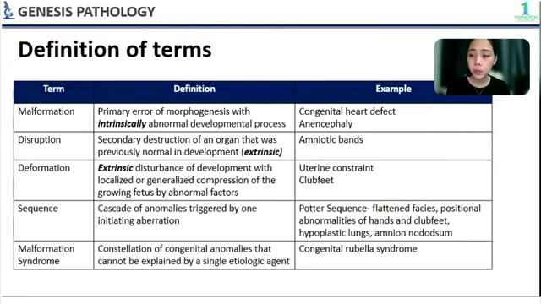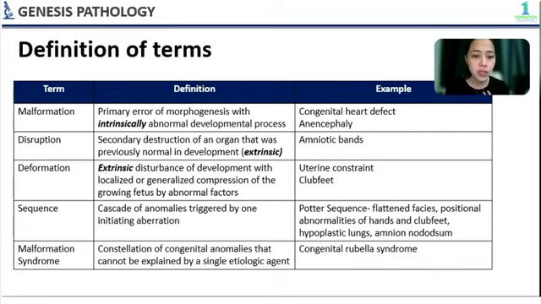So like disruption, deformations are also caused by an extrinsic disturbance in the development. This can be a localized or generalized compression of the growing fetus brought about by different biomechanical factors. It's primarily due to uterine constraint. Pwede yung problem is sa mother, maliit yung uterus niya or may deformity yung uterus niya like bicornuate uterus, or pwede din yung problem is doon sa fetus like in multiple pregnancy.